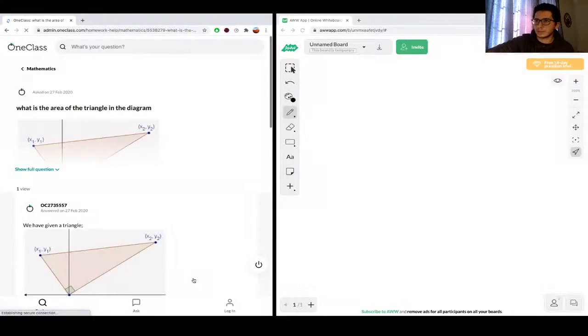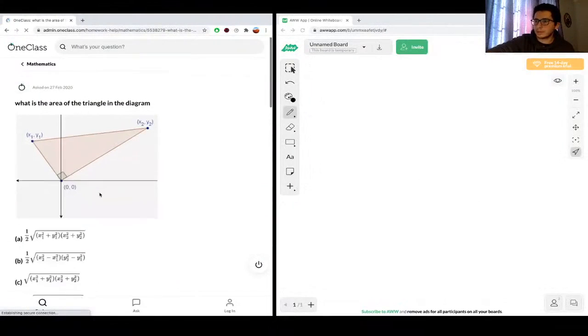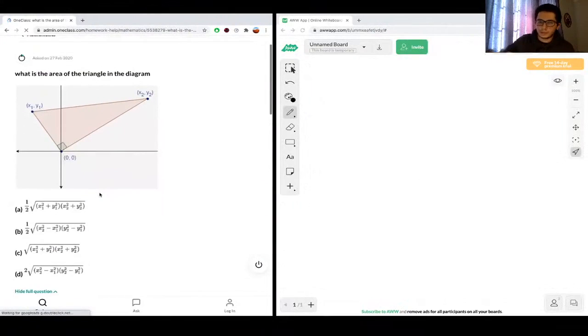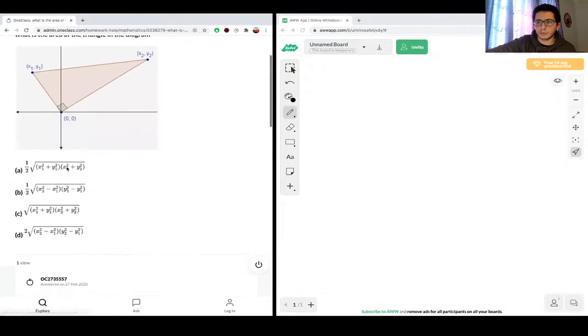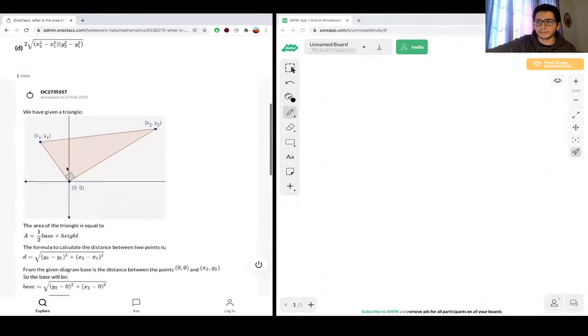Okay, so the following question is asking, what is the area of the triangle in the diagram? It's giving us coordinates x1, y1, and x2, y2, and one of the coordinates is at the origin 0, 0. And it's giving us 4 options. So it doesn't give us any values. We're just using variables to derive the formula for the area of the triangle.